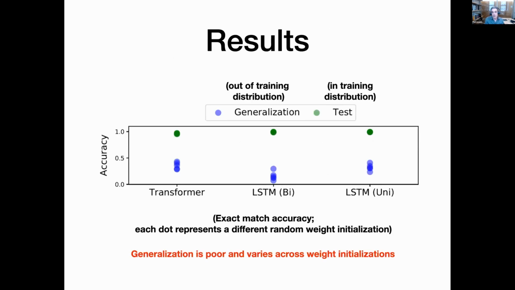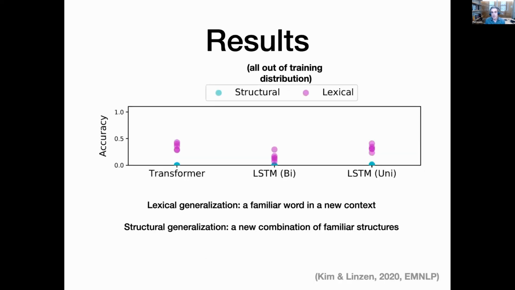So the results on this evaluation here, these are models trained from scratch. They're not pre-trained on word prediction first. So the results on the in-distribution test set in green, which are sentences that are similar to the sentences seen in training, were very high, but the generalization performance was much lower. And it was sort of varied based on the weight initialization of the model. If you zoom in on the out-of-distribution examples, but break them down based on structural versus lexical generalization, you see that lexical generalization is significantly better than structural generalization. So with structural generalization, we're close to 0% accuracy here.